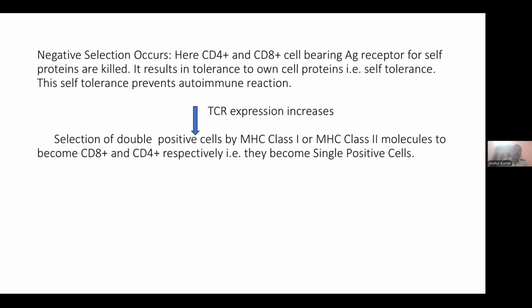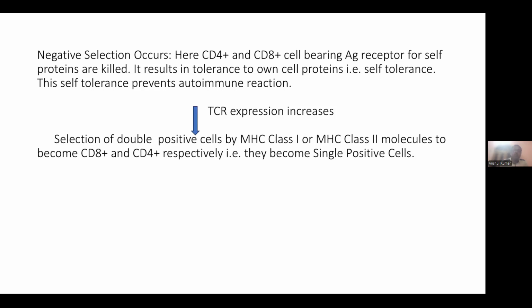Negative selection occurs. Now, selection of double positive cells by MHC class 1 or MHC class 2 molecules makes them become CD8 plus and CD4 plus respectively. That is, they become single positive cells. If I explain in more detail, when the cells differentiate into T cells that express antigen receptors, that is T cell receptors and various CD proteins, they become double positive cells. Now, double positive cells undergo thymic education at this stage. That is, there is positive selection and negative selection.